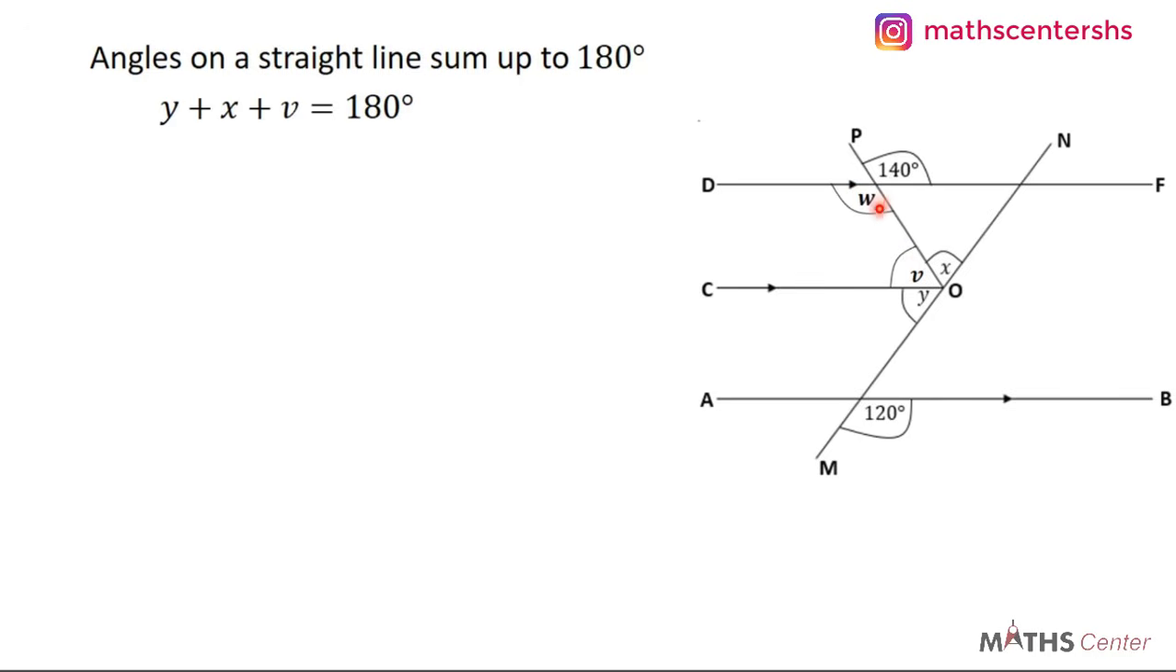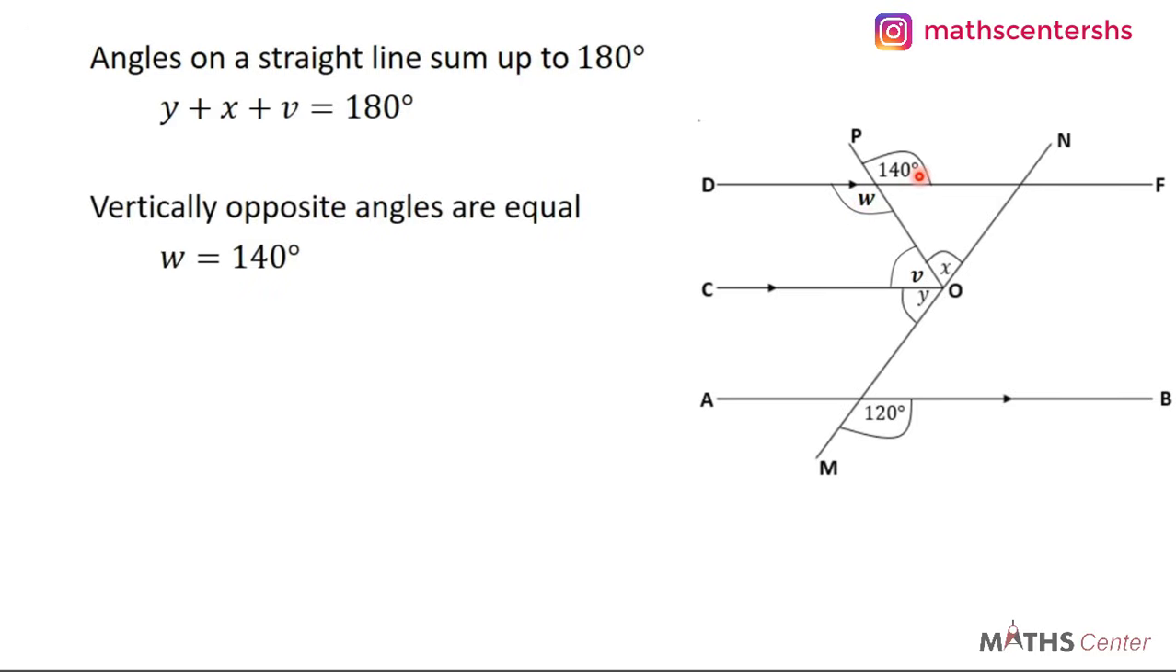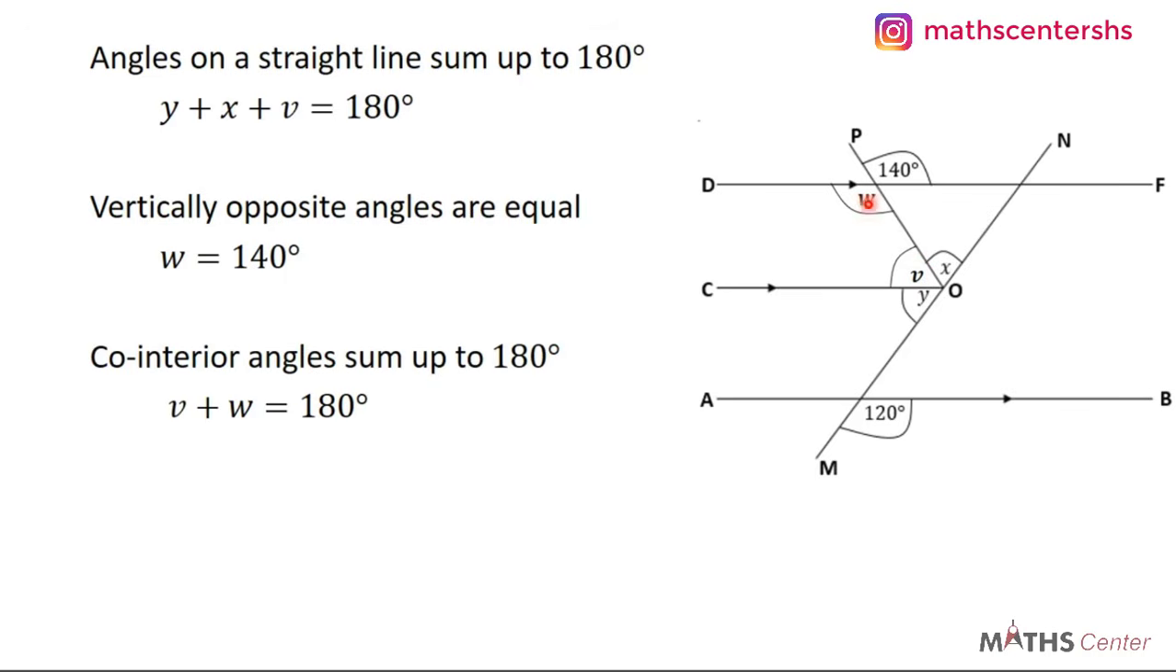So I'm going to assume that here is a certain variable called w. You can see from here that w and 140 degrees are vertically opposite. We know that vertically opposite angles are equal. So w gives me 140 degrees. So I've been able to find this side here to be 140 degrees. So v and w are co-interior angles, and I can now use the co-interior property that I wanted to use.